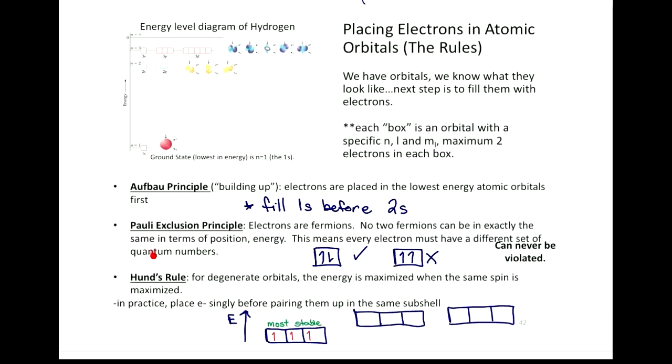The next one, Pauli's exclusion principle, basically says that 2 electrons cannot have the same 4 quantum numbers. In practice, it just means that if you need to put 2 electrons in one box, in one orbital, one has to be spin up, one has to be spin down. So you can't have something that looks like this, where both are spin up.